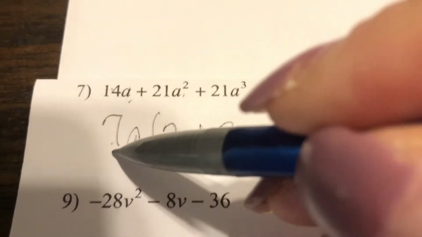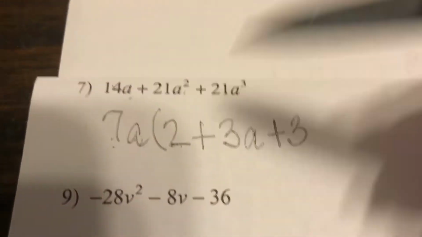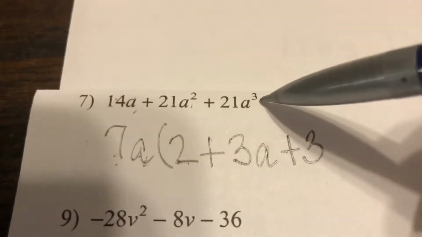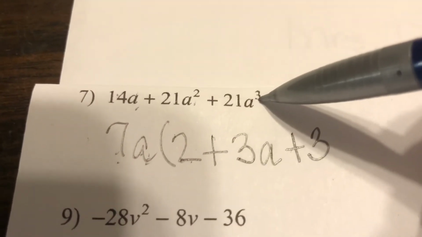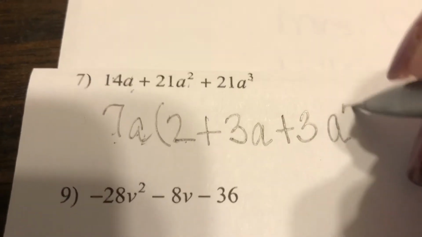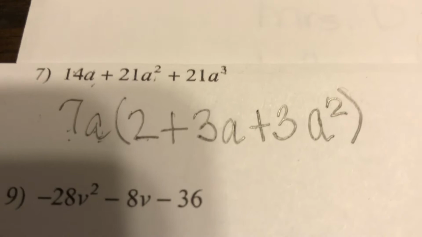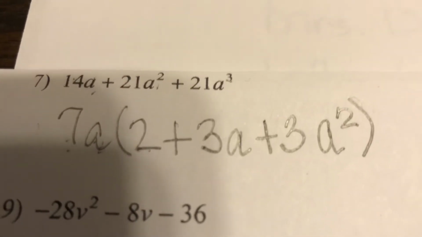Then 7, once again, multiply by 3 to get that 21. And then a to become a to the third would have to be multiplied by a squared. And so that would just be by pulling out the greatest common factor. That would be how you would work that one. Okay?